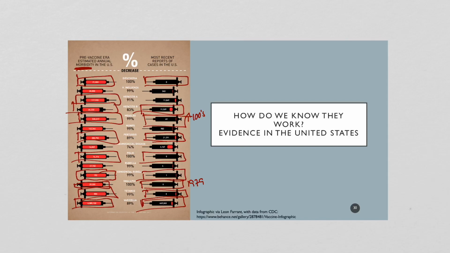Hepatitis A, 117. Now we have 11,000. So you can see the trends, right? You can see that once we give vaccines to a lot of people in the general population, the number of cases will drop. And when the number of cases drops, the number of deaths drop as well.